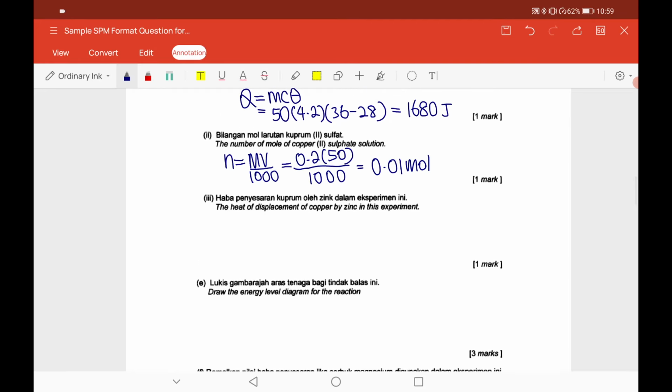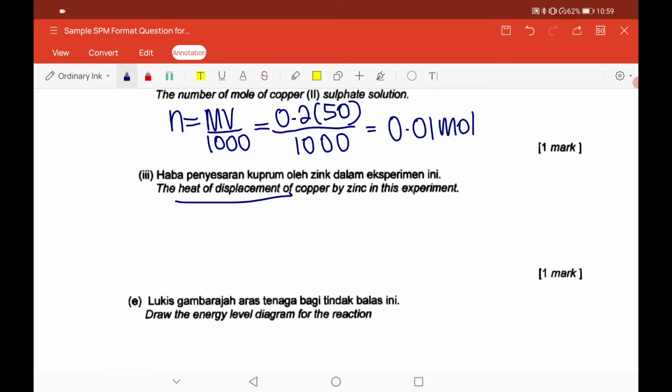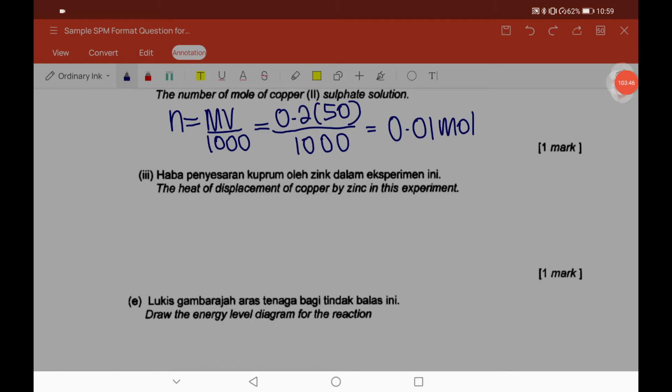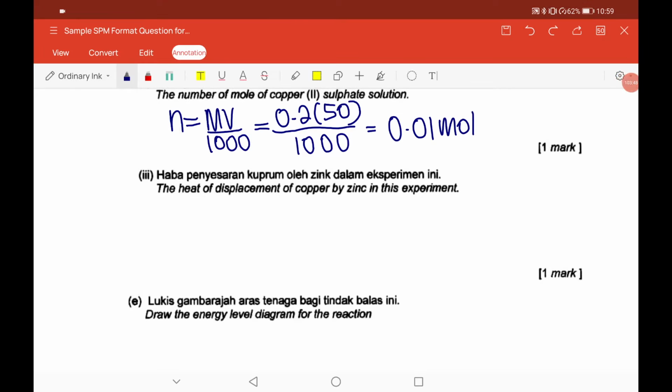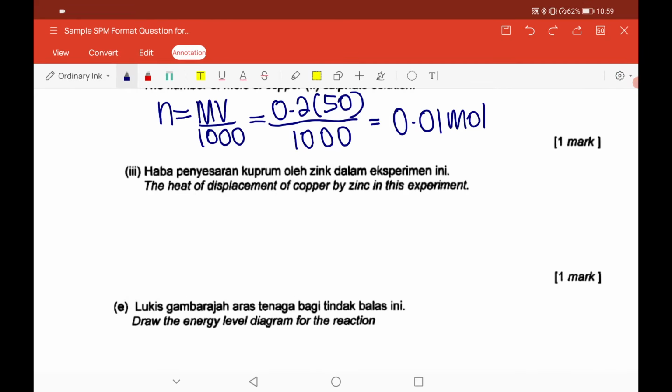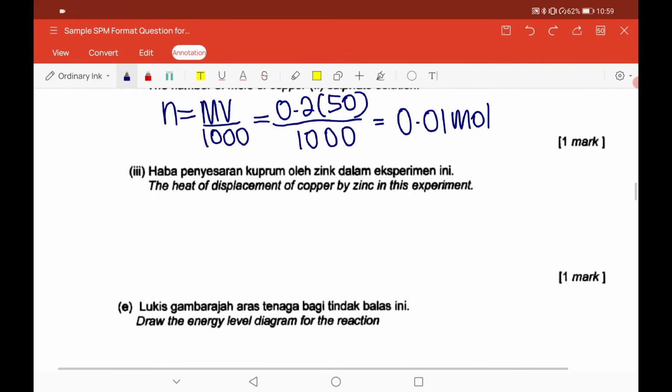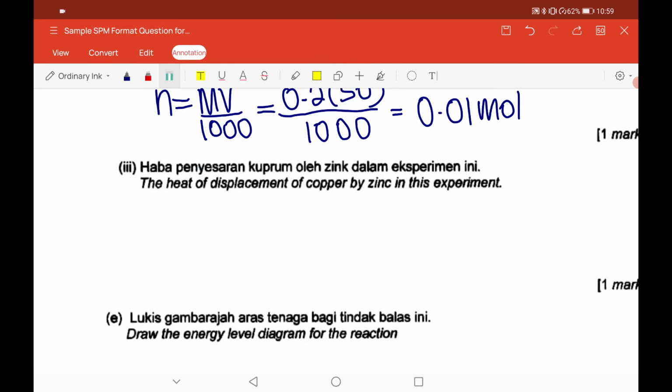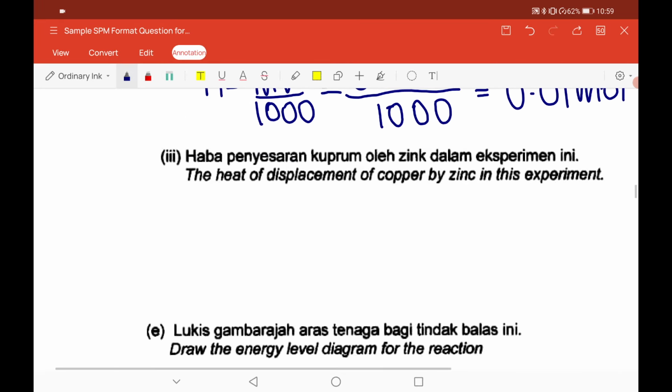Okay, so now we want to find the heat of displacement. How to find the heat of displacement? When you see the words "heat of", you know you want to find delta H. So we want to find delta H.